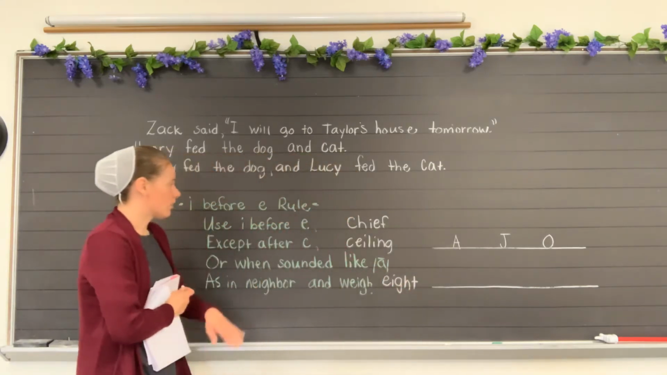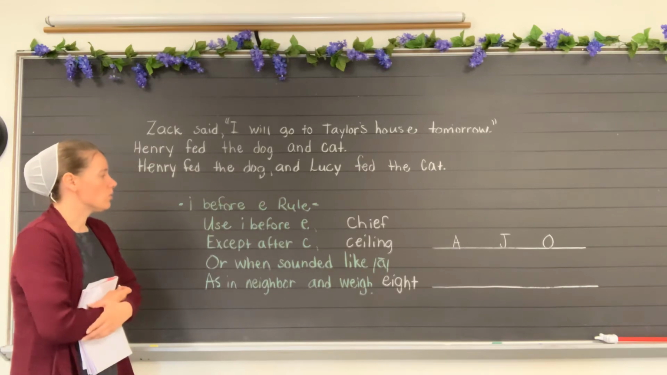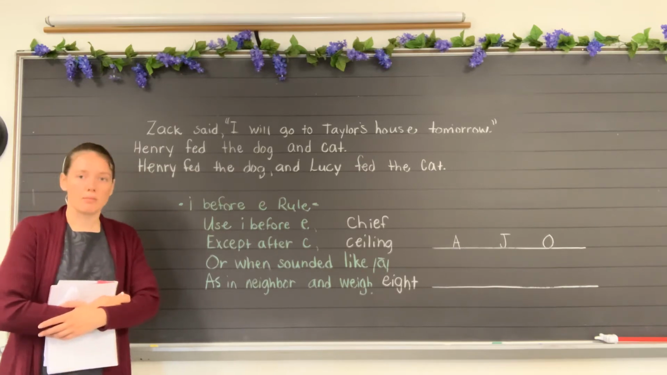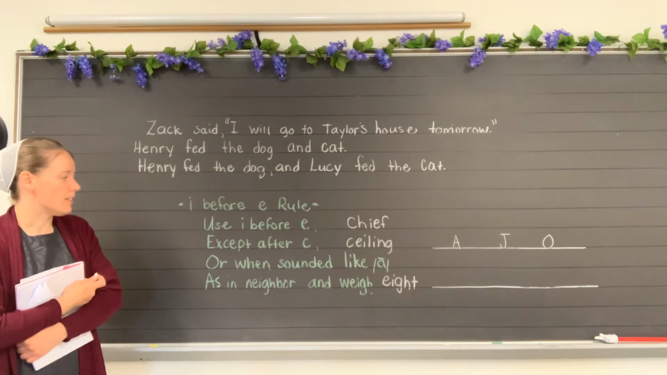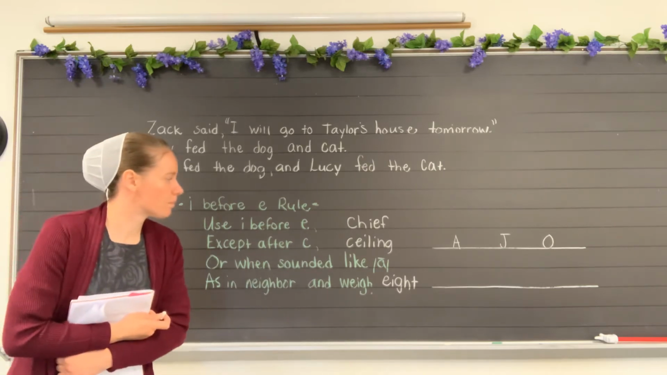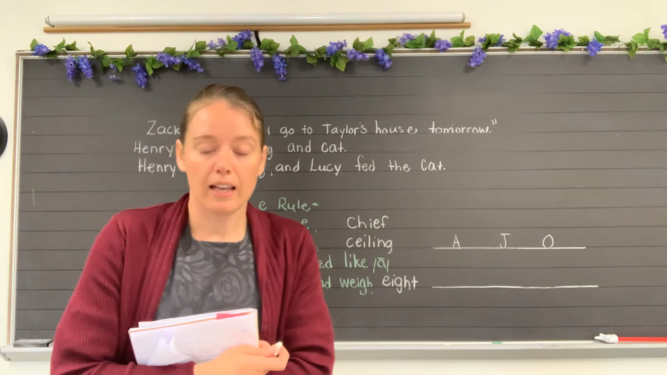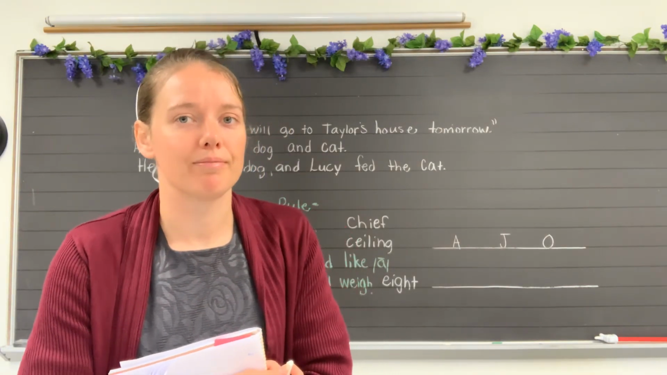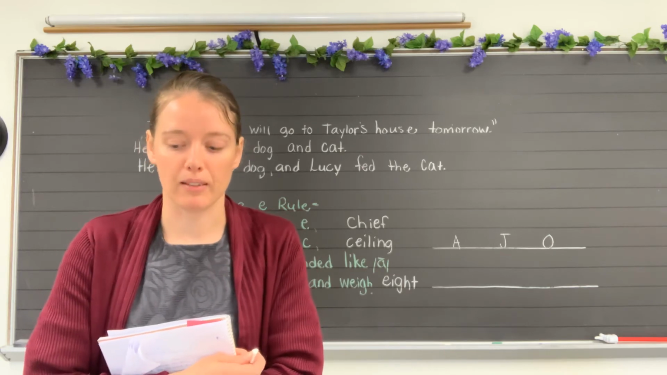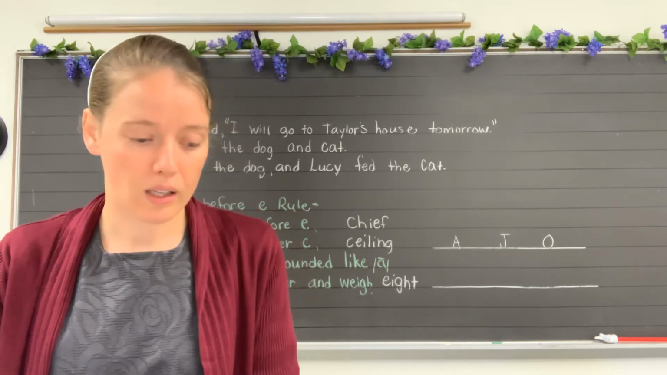So let's just say this little rhyme together again. It says, use I before E, except after C, or when sounded like A, as in neighbor and way. Okay, and your spelling words this week kind of follow that rule, so that makes sense if you look at your words and your spelling.